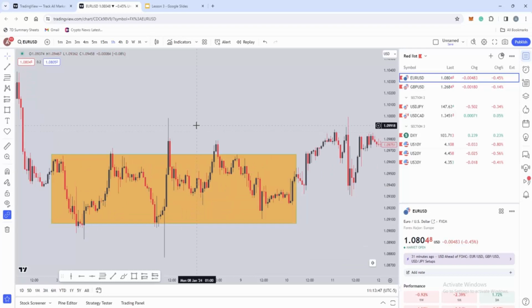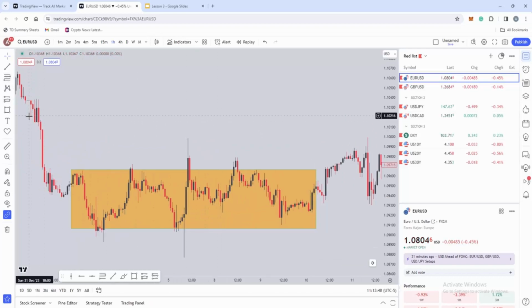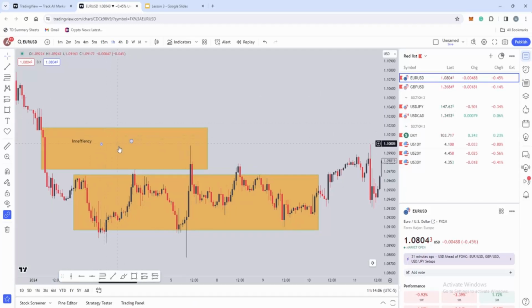Alright, let me mark this out. First, all of this is called an inefficiency. You don't need to know the reason for now. You're gonna learn it soon enough. But just keep this in mind: this is what we mean when price is moving to fill an inefficiency.